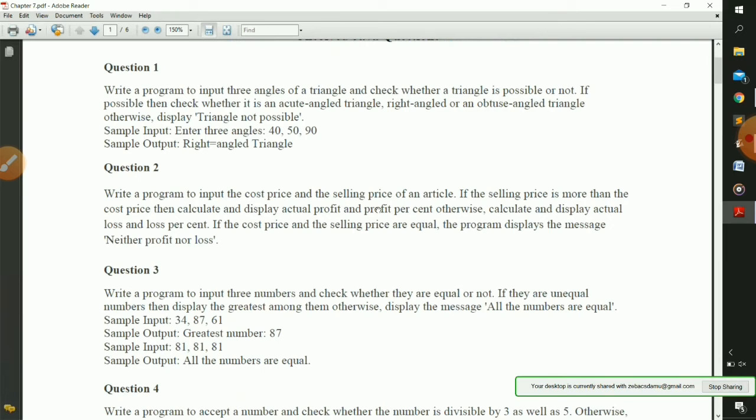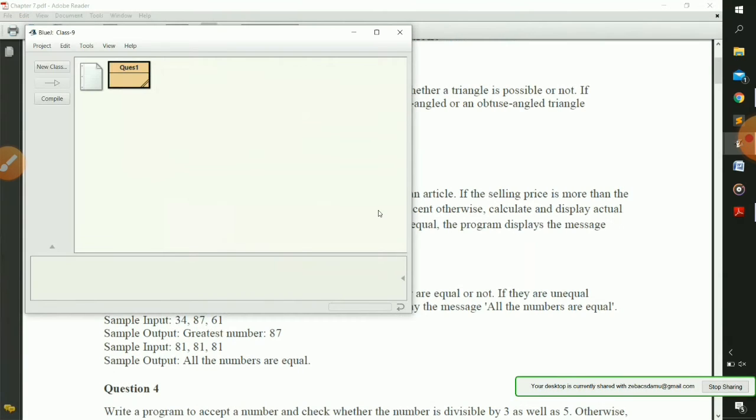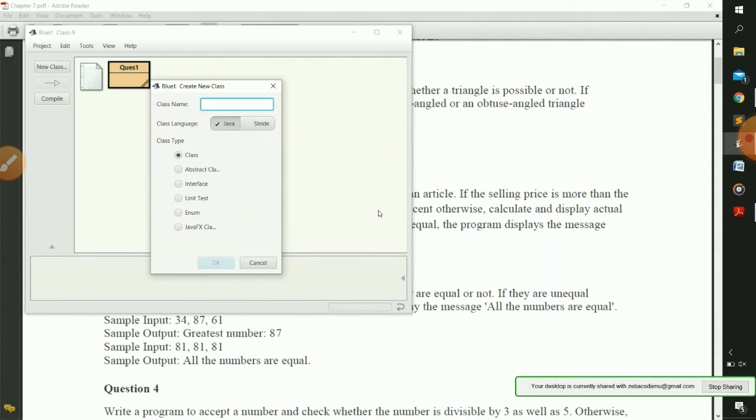Calculate and display actual loss and loss percentage. Otherwise, see, if your CP is greater than SP, then we have to find out loss and loss percentage. If CP is equal to SP, then we are going to display neither profit nor loss. Okay, so we are going to have three conditions in this question number 2. Let us define our class very quickly. Let us give it the name of our question number 2.